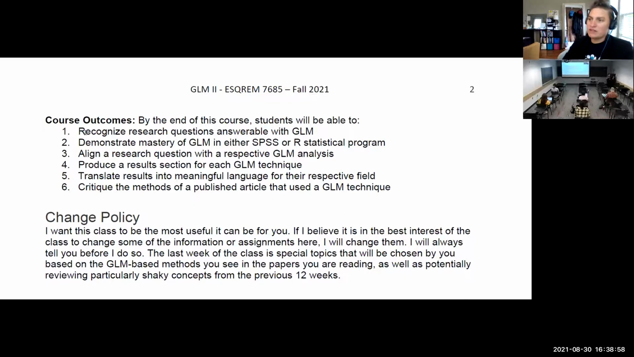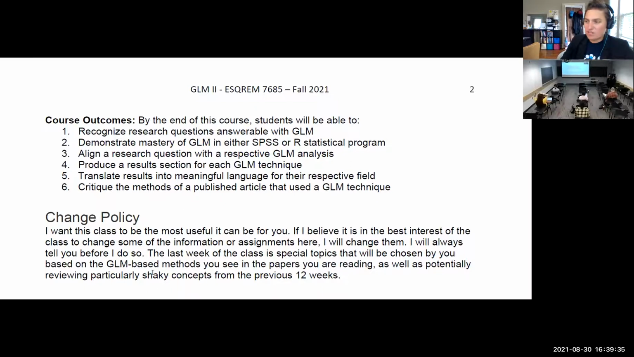Okay, next we have our course outcomes. So this is more specifically the kinds of things that I'd like for you to be able to do by the end of the course. So I have information about using a statistical program, finding a research question and how that's connected to a GLM technique, how to write results up from these GLM analyses that you'll learn, and translating them into meaningful language. We'll also do a few critiques of articles that use GLM.